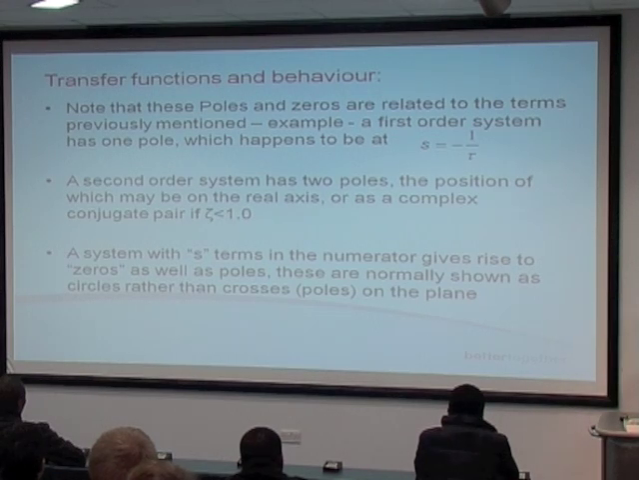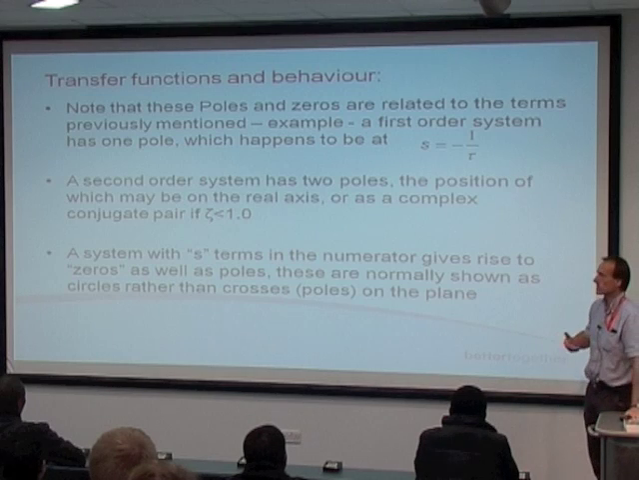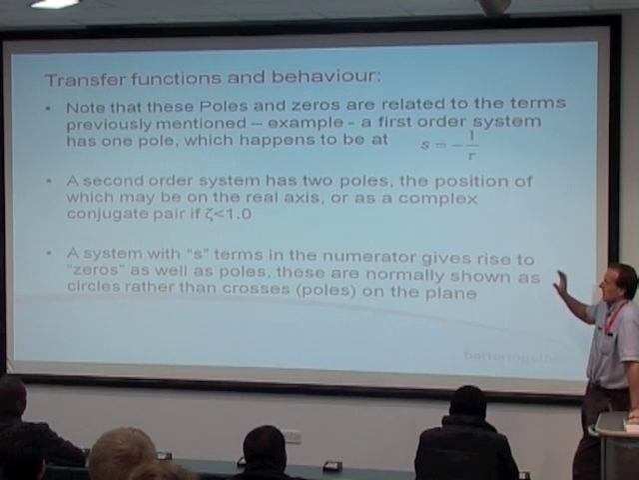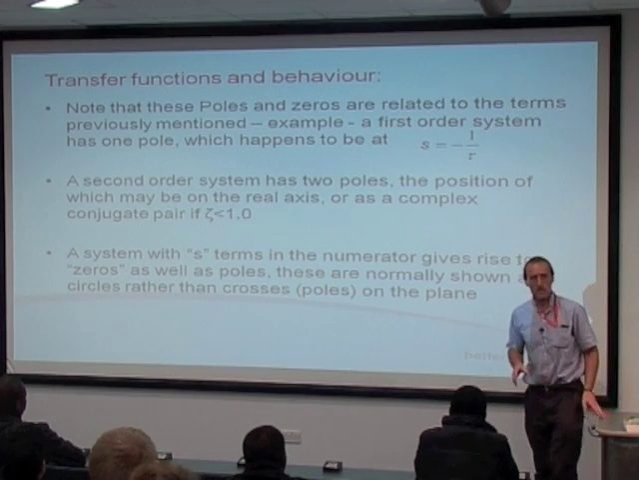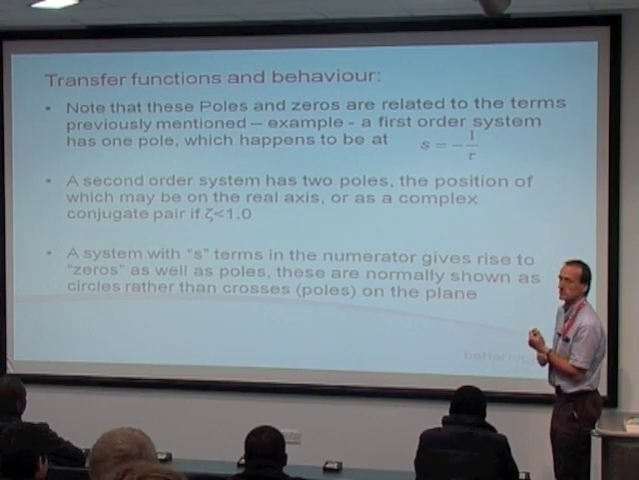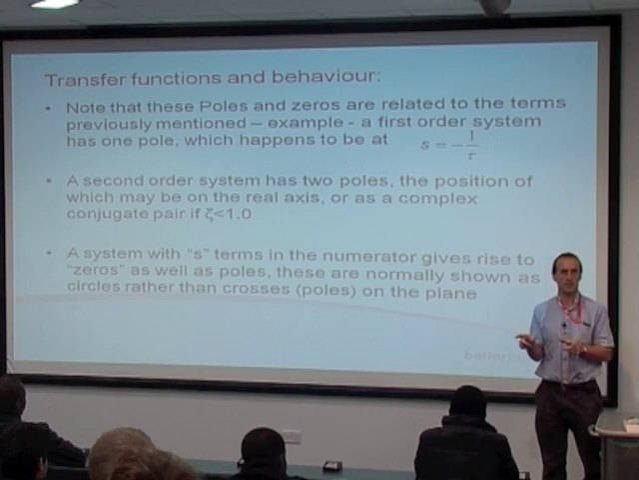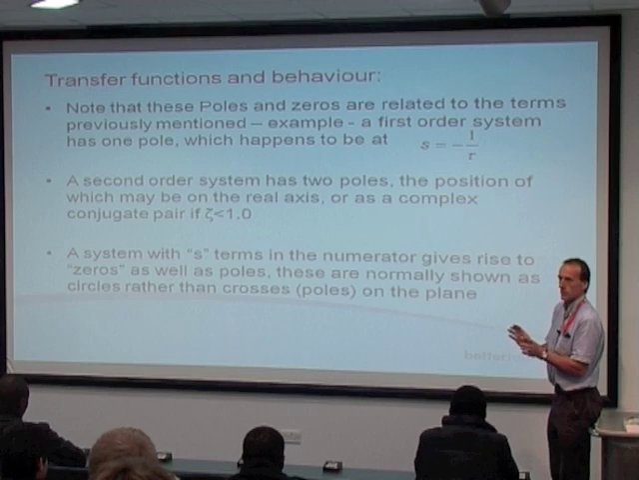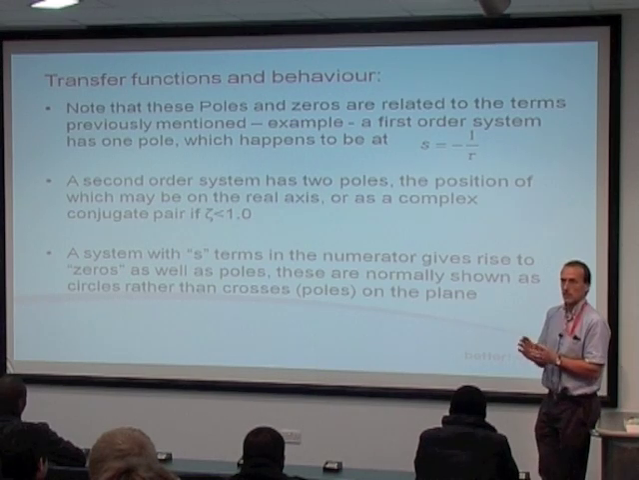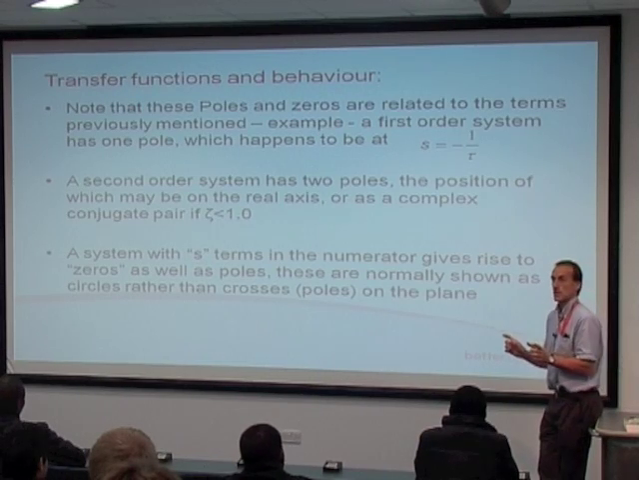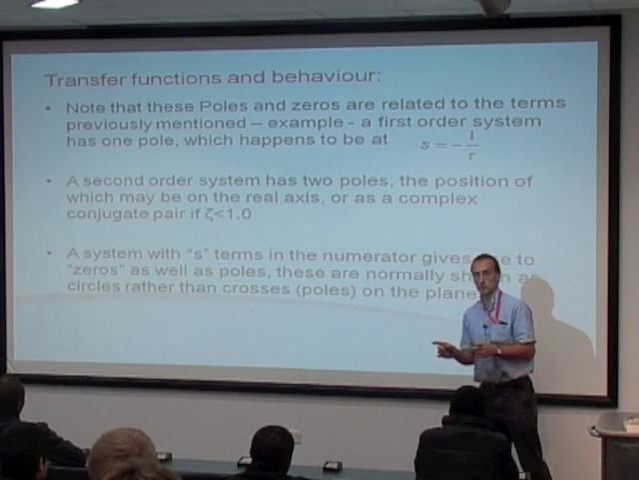I've just said all this really. Note that the poles and zeros are related to the terms previously mentioned. So for a first order system, the pole is minus 1 upon the time constant. If we look at a second order system, we will get 2 poles. Depending on the numbers inside the quadratic, if you were to factorize a second order quadratic, in some cases you will get 2 real roots. In other words, you will get 2 real poles.